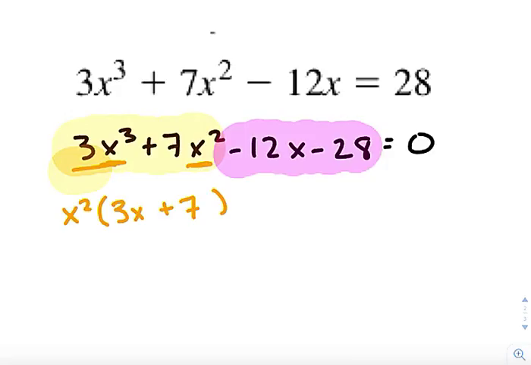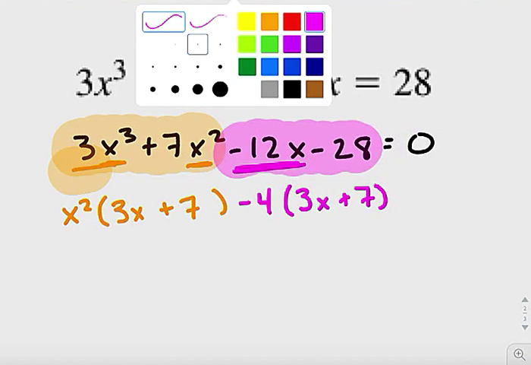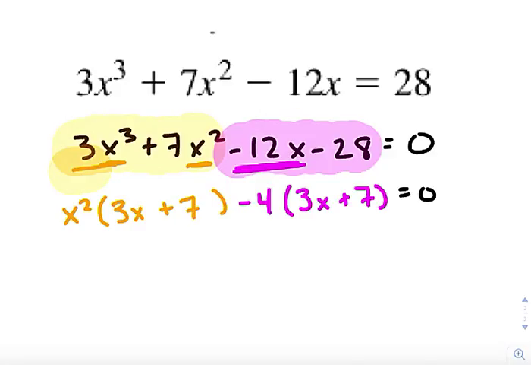Now factoring completely on the pink group, separately, I don't have a common x because not both terms have an x, but I do have a 12 and a 28. So what I can factor out would be something like a minus 4. So if I take negative 4 times 3x, that will give me this negative 12x. Negative 4 times positive 7 gives me negative 28. And that's still equal to 0. Now if you look, I have the common 3x plus 7 in both places. So common 3x plus 7 becomes a term by itself.